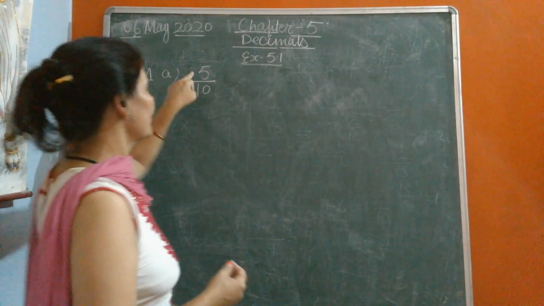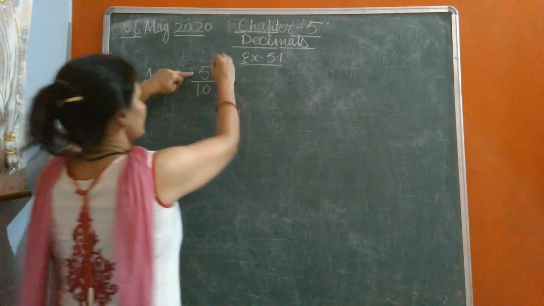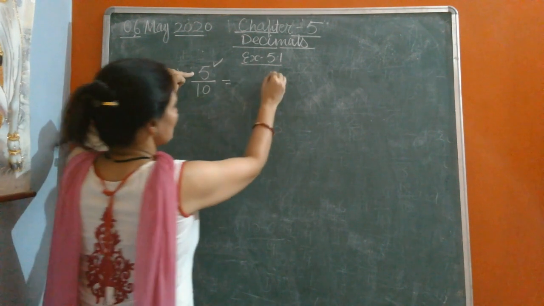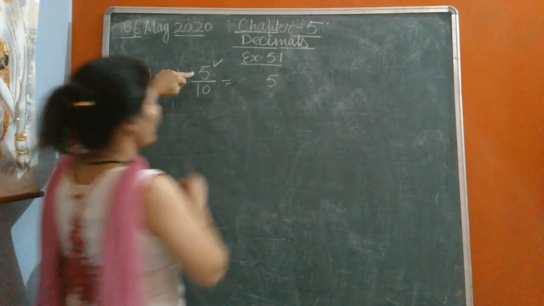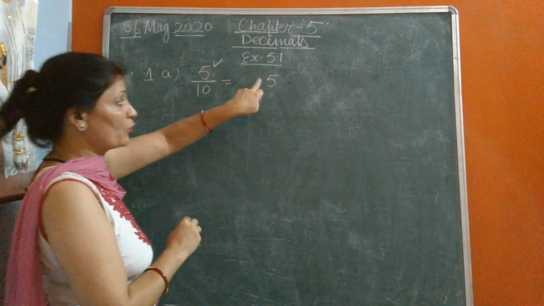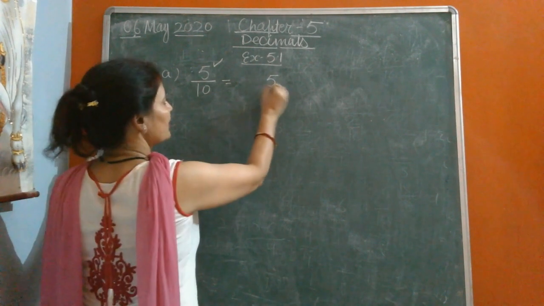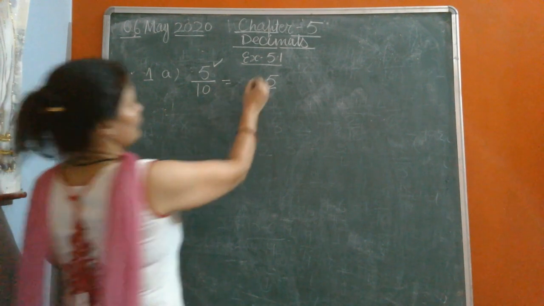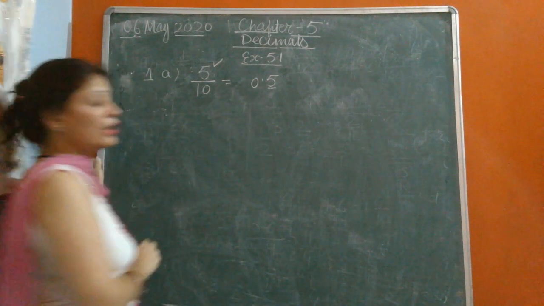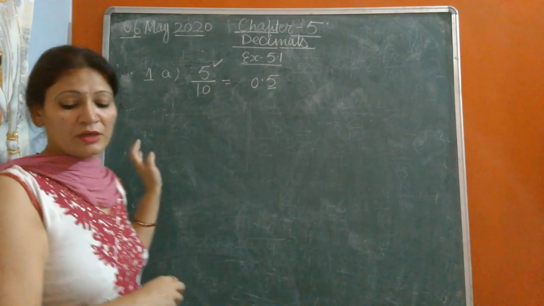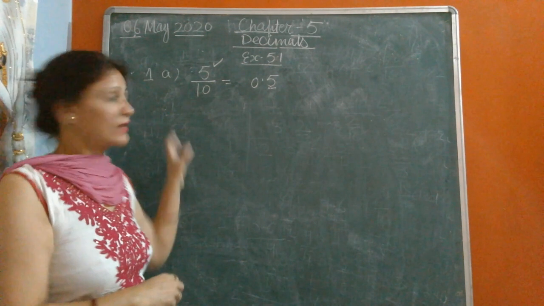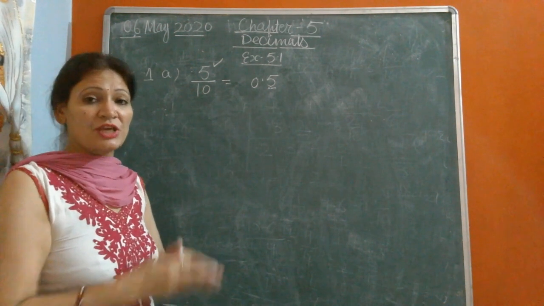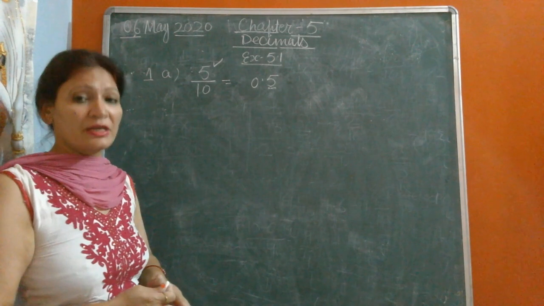So, what is in the numerator? 5 is the numerator. So write 5 and we will put the decimal after one digit. We have put the decimal and we will write 0 on the right. Now 5 by 10 has changed into a decimal.